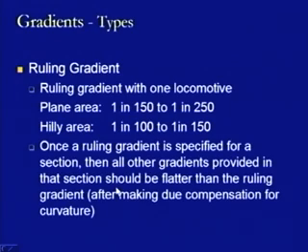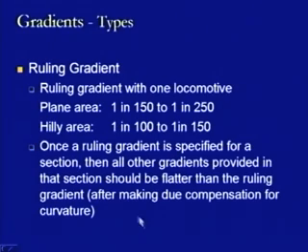Now, once a rolling gradient is specified for a section, then all other gradients which are provided in that section should be flatter than the rolling gradient. This is one aspect which, as I have discussed already, because this is the design gradient, any gradient which is to be provided should be flatter than this gradient. Then only we will be within the performance limits of any locomotive.